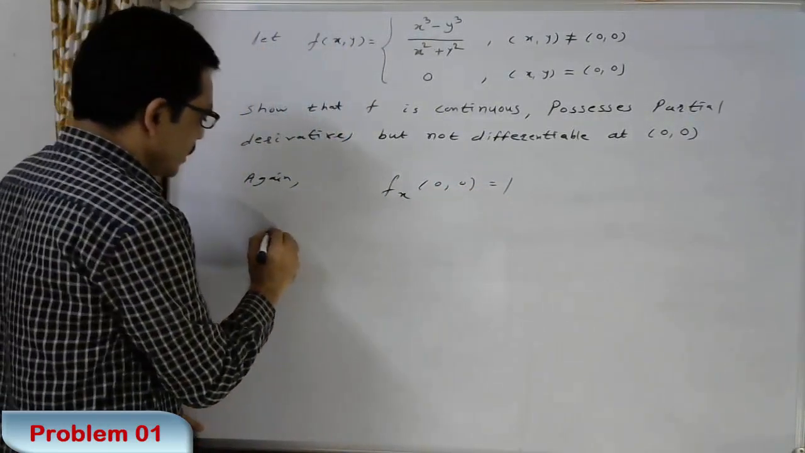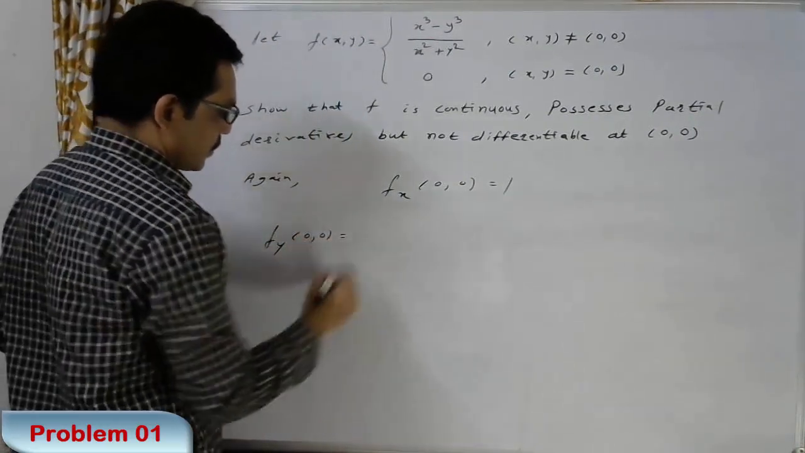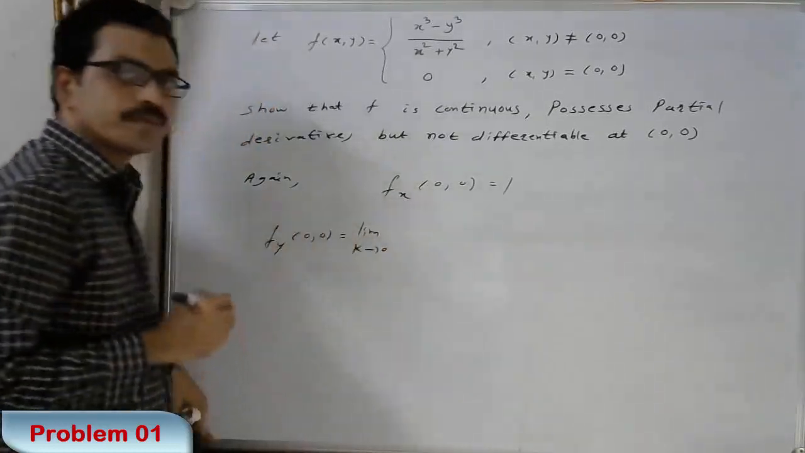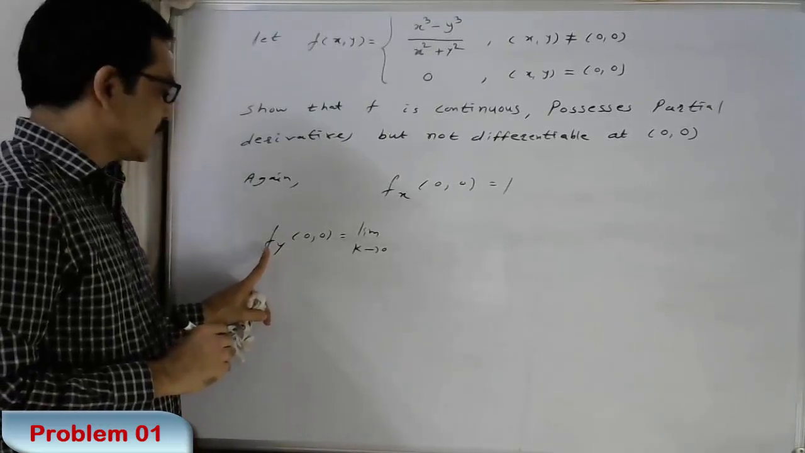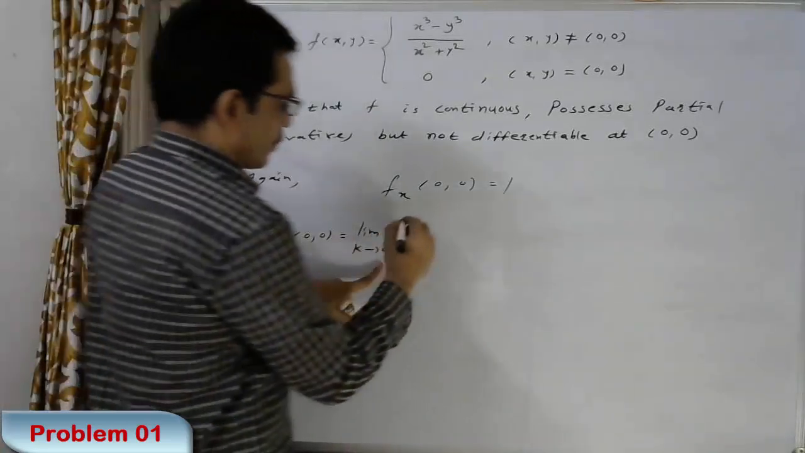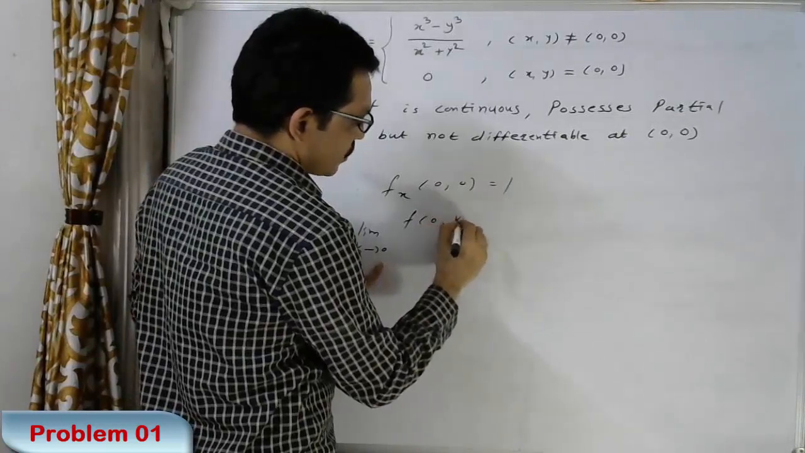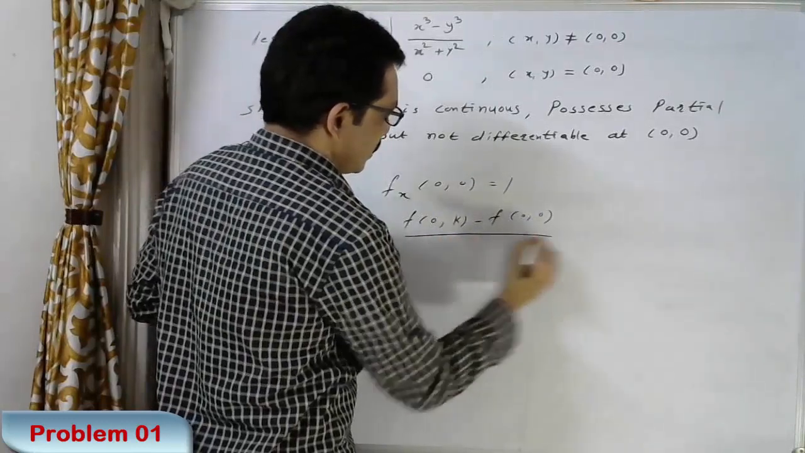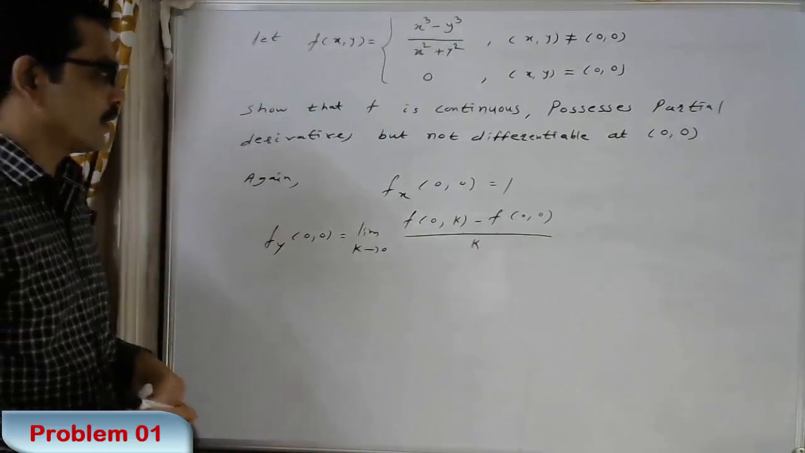Now, the partial derivative of the function f with respect to y at the point (0, 0) is equal to the limit as k tends to 0. Here the definition of the partial derivative of the function f with respect to y is equal to the limit as k tends to 0 of f of (a, b plus k), here (0, k), minus f of (0, 0), divided by k.